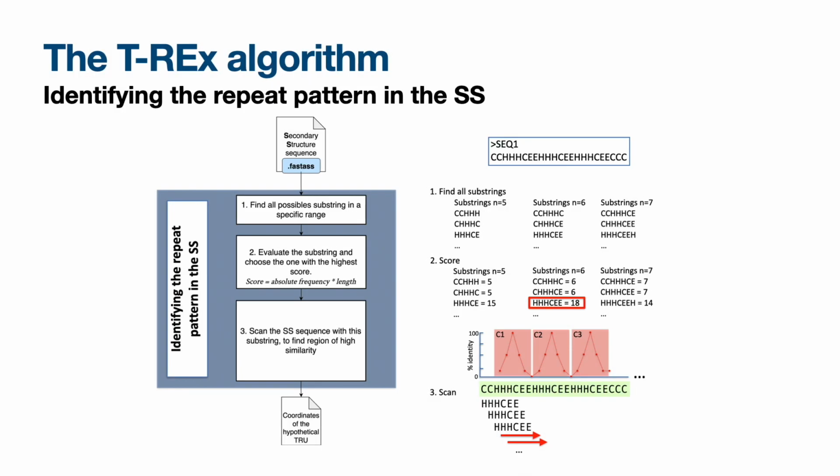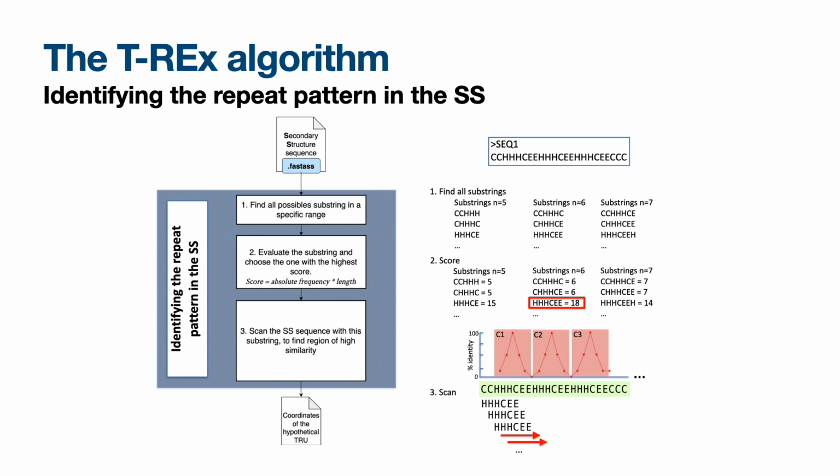The T-REX algorithm has two main steps. In the first step, the algorithm starts identifying the repeat pattern in the secondary structure. To do that, we first calculate all the possible substrings inside the secondary structure sequence. Then, with all these substrings, we evaluate them, multiplying the absolute frequency of each substring by the length of each one. After that, we select the substring with the highest score.